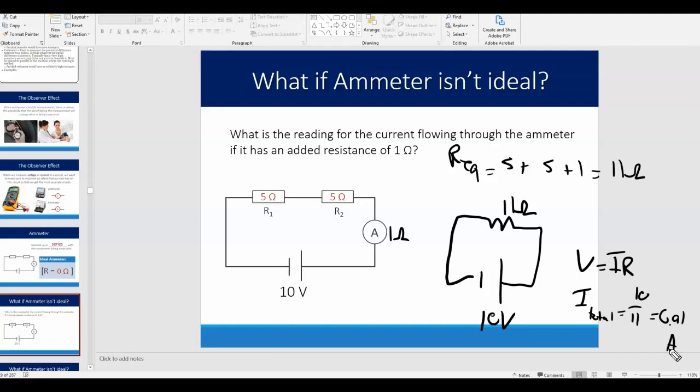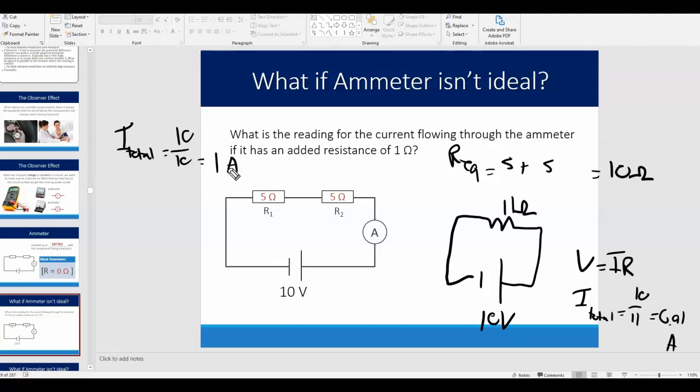Now, what if we took the ammeter out? What if the ammeter was gone? Well, the process would look the exact same, except when I want to find the equivalent resistance, I wouldn't have this one right here. Meaning that the equivalent resistance would be 10 ohms, meaning that the new total current would be 10 divided by 10, which is 1 ampere.